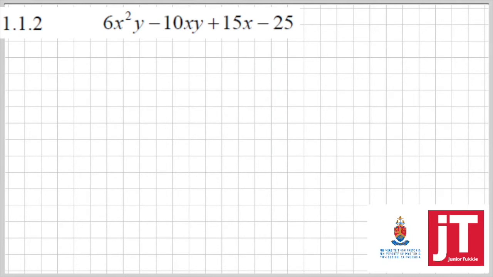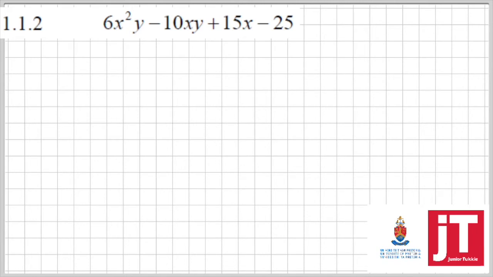In the second question, you're given 6x squared y minus 10xy plus 15x minus 25. You've got four terms, implying that you could use factorization through grouping. How do you do that? Look at the first two terms, group them. Look at the last two terms, group them.